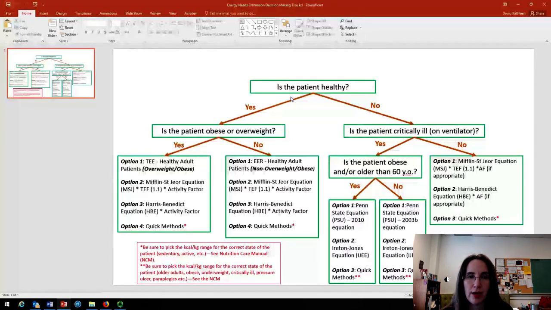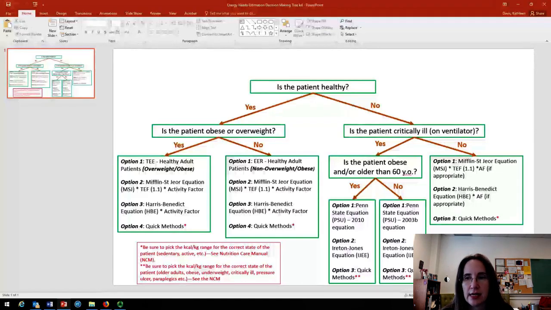For example, hypertension doesn't change how many calories or how much energy you burn in a day, nor does diabetes or cardiovascular disease. However, if you have burns over a large part of your body or multiple traumas, that can actually affect your estimated energy needs. So if they're healthy, meaning maybe they actually are healthy, have no disease states, or they have some disease conditions but none that affect energy needs, then you would go to the next question. You would say, yes, they're healthy.